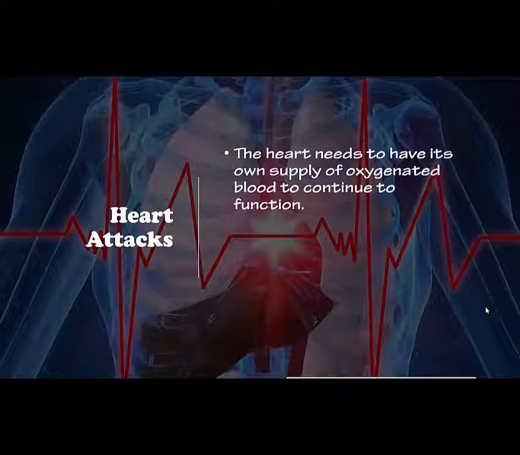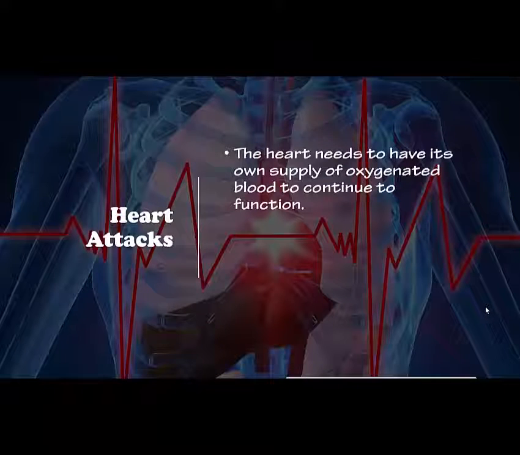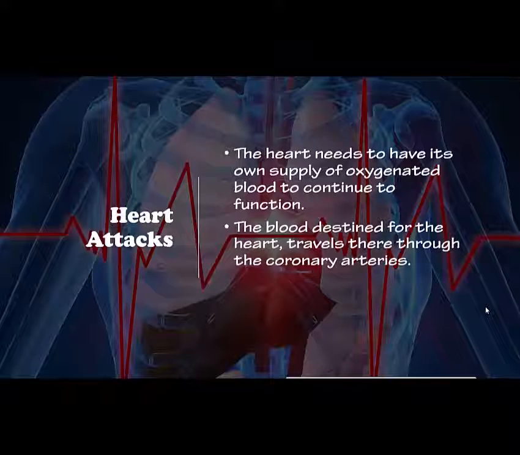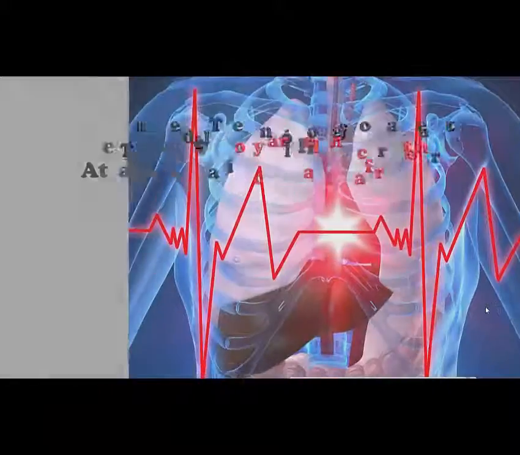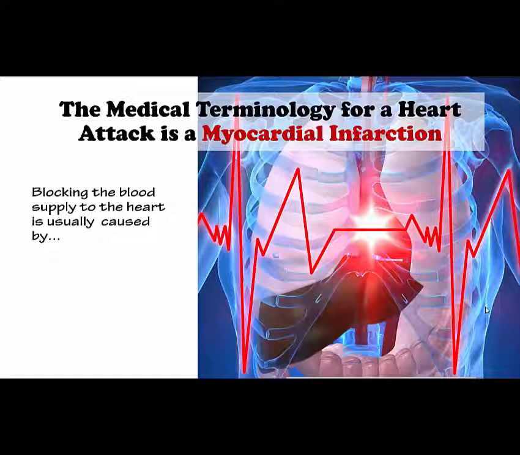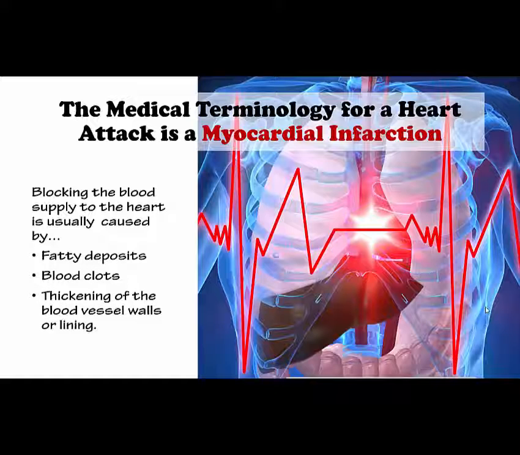Heart attacks. The heart needs to have its own supply of oxygenated blood to continue to function. The blood destined for the heart travels there through the coronary arteries. The coronary arteries lie over the heart. The medical terminology used for heart attacks is a myocardial infarction. Blocking the blood supply to the heart is usually caused by fatty deposits, blood clots, or a thickening of the blood vessel walls or lining.